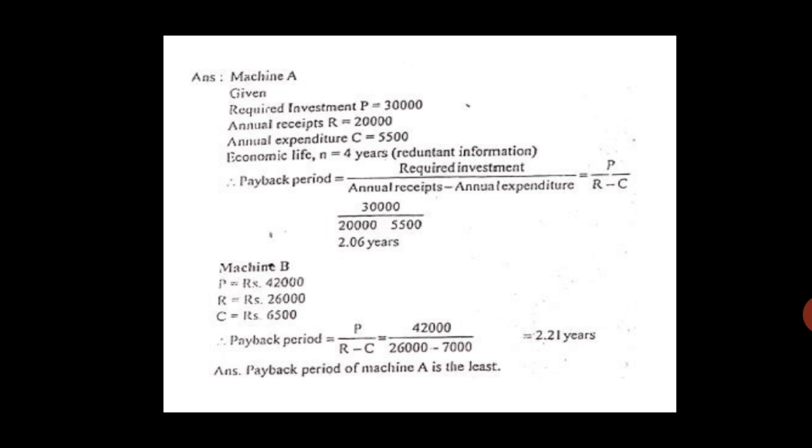The formula is very simple. Payback period is the rough estimate in number of years. That is P divided by (R minus C). P is the initial investment. R is the total income or receipts. C is the expenditure every year. R and C are annual receipts and annual expenditure. Okay, this is a very simple way of calculating.